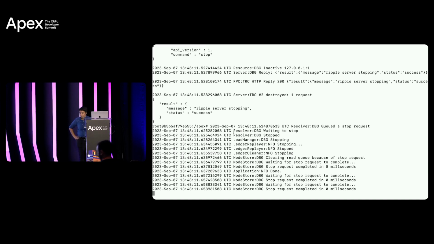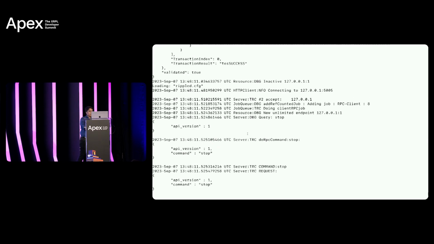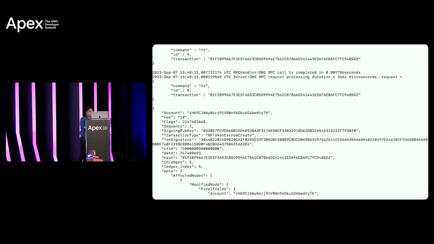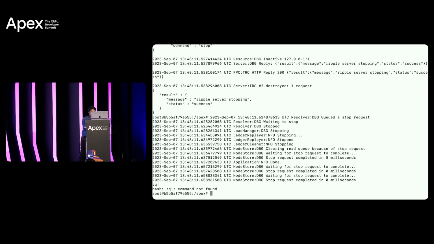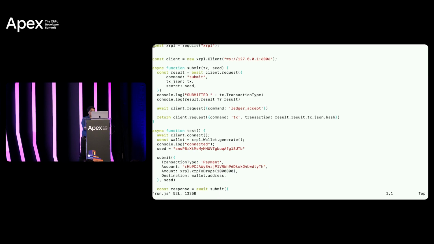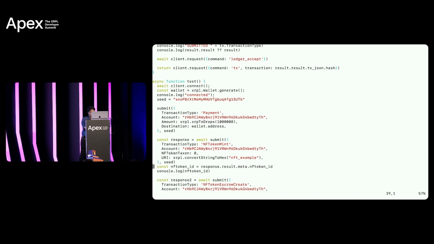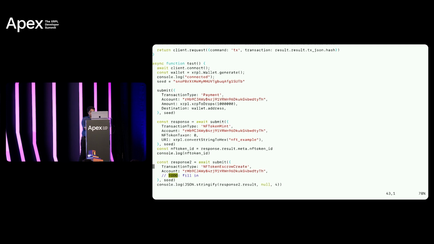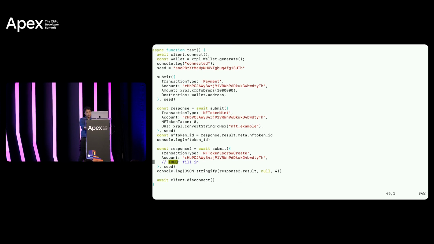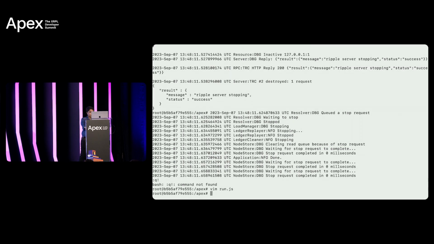So this is just the rippled debug output. And if you scroll up here, you can see that the NFToken escrow create sample transaction that I have in run.js here is just running here. And you can fill in all of your parameters here. So we'll go through the first couple steps together.